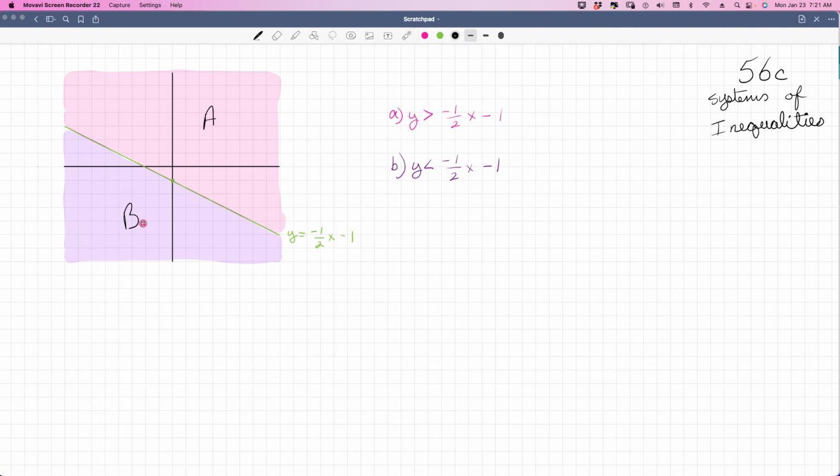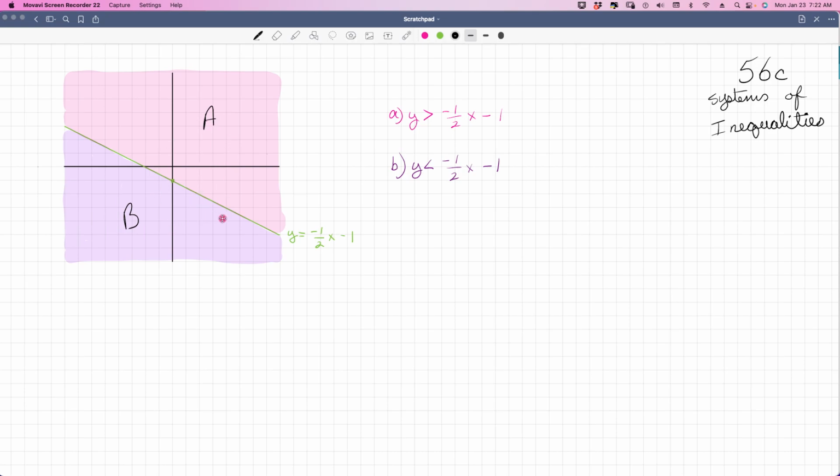So remember how we used to identify: we were given a linear equation with an inequality, and we had to find the line first and then identify which part of the graph was the value that was given to us. We had to select which one it was.